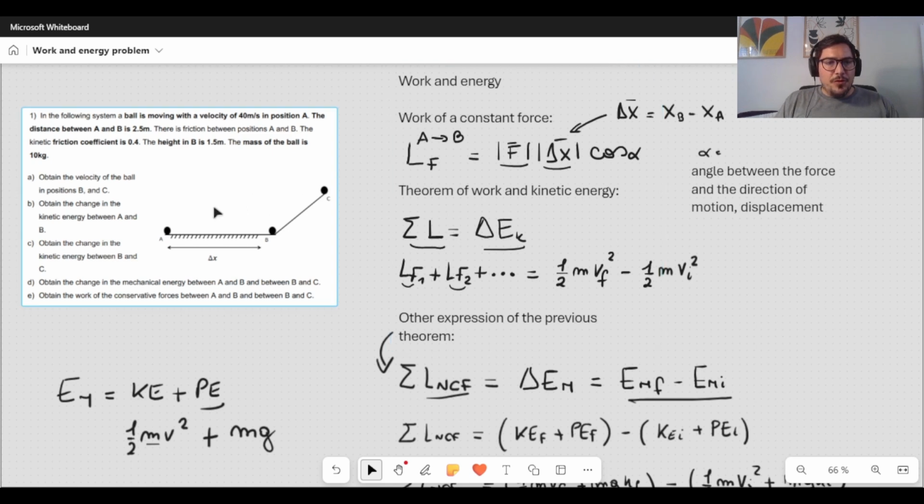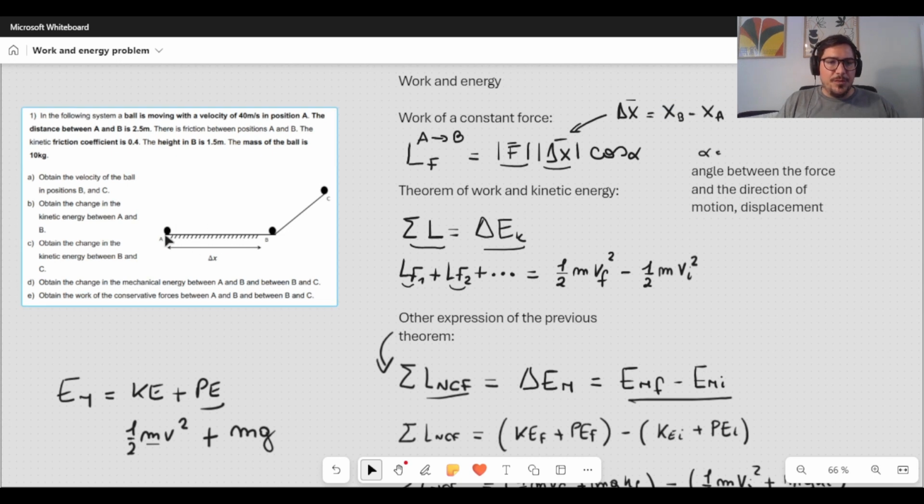Before we solve the problem, just a brief review of important concepts. Work of a constant force. We are working with forces that are not changing in time. So the work of a constant force in a certain displacement, for example, between position A and B, as in initial position A, final position B, is the absolute value of the force, the absolute value of the displacement. The displacement is final position minus initial.